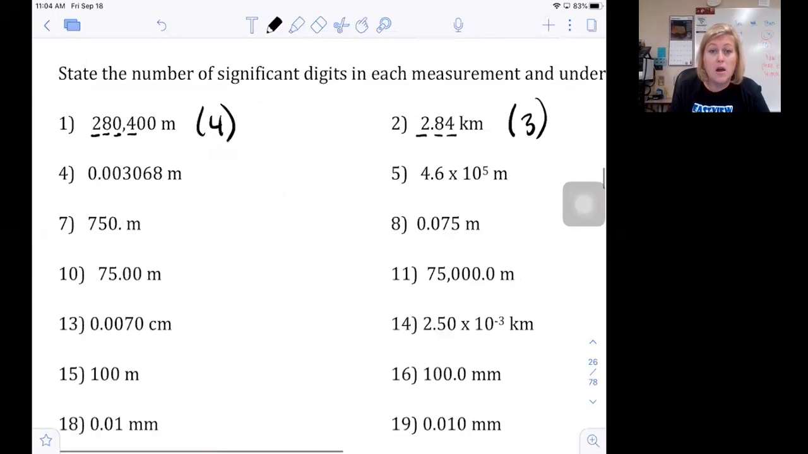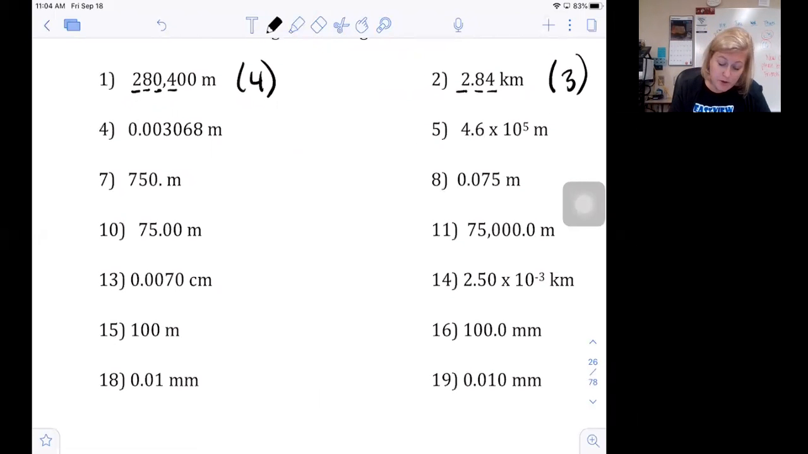Okay. Looking over here, you know that the 3 counts, the 6 counts, and the 8 counts. And then hopefully, by the problems I've already done, you know that the 0 has a 3 that's significant and a 6 that's significant on either side of it. So it's sandwiched right between 2 significant figures, so it counts. So that is 4 significant figures.